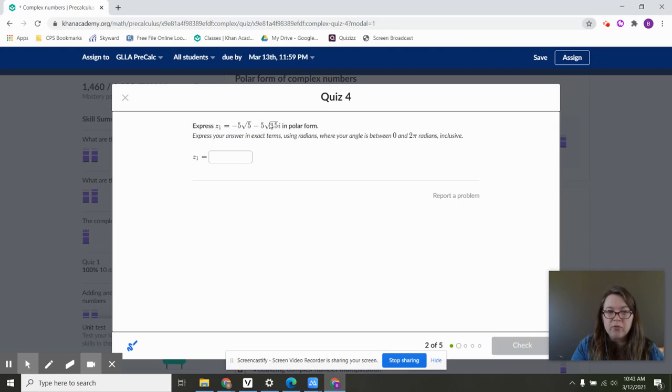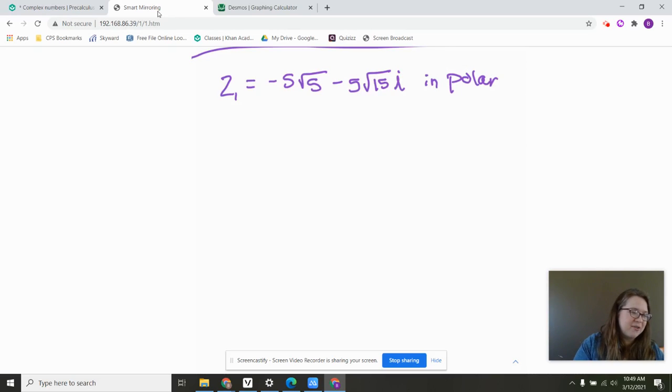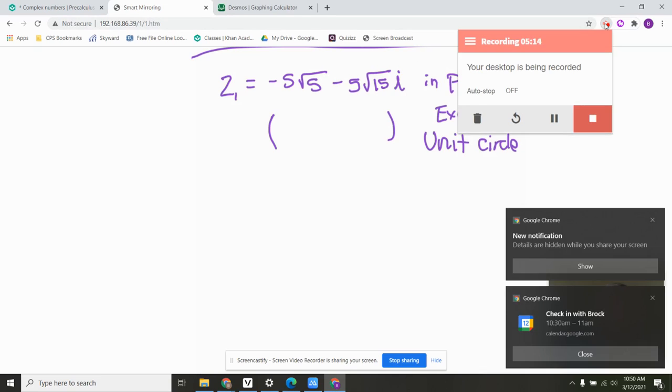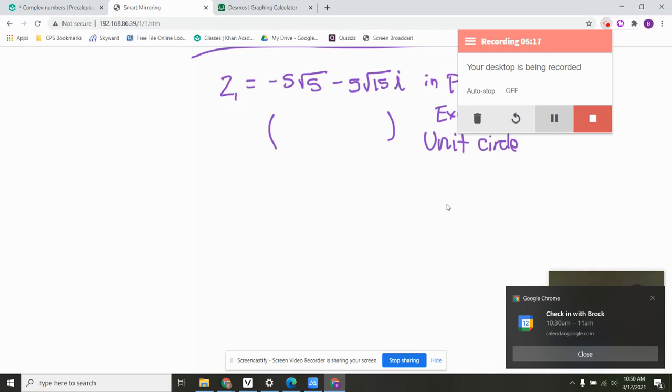Then this one is in polar form. I need to figure out what you would multiply by to get to this thing. Switched over to a different app. So we have this, and we want this in polar. What we're going to want to do is figure out something that we could factor out of this that would make it so it's something on the unit circle, because when it asks for exact, it's asking for something on the unit circle. Let me show you what I mean, because it's very handy.